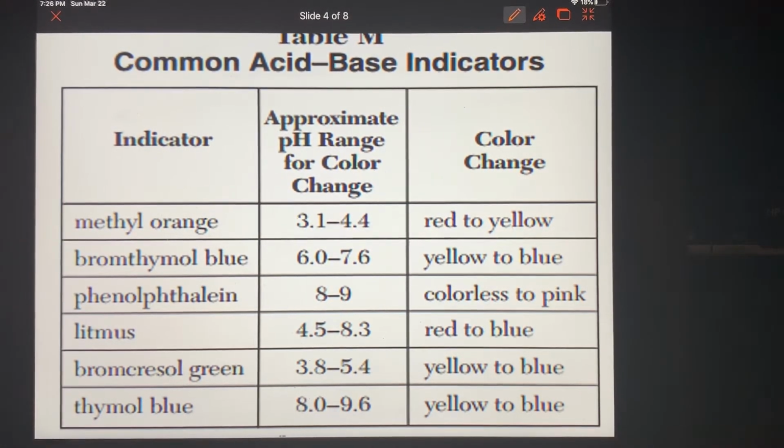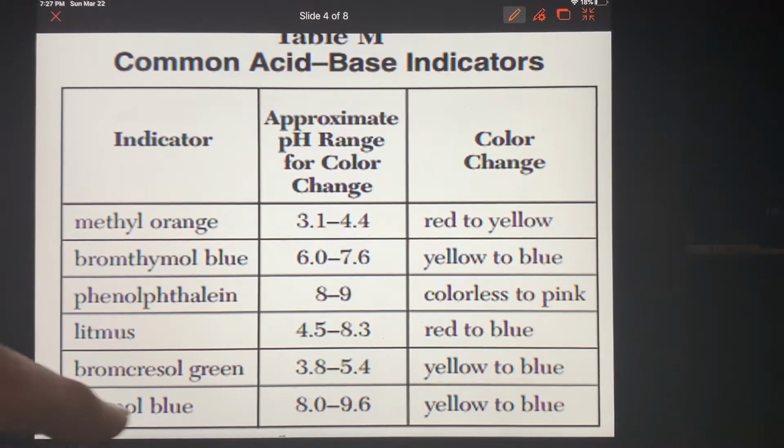What is an indicator? An indicator is a substance that helps you determine whether or not it's an acid or a base, right? Because acids and bases are dangerous. We don't want to go around tasting or touching them. So one way is to simply dip them into an indicator, and when the indicator changes color, it will determine whether it's an acid or a base.